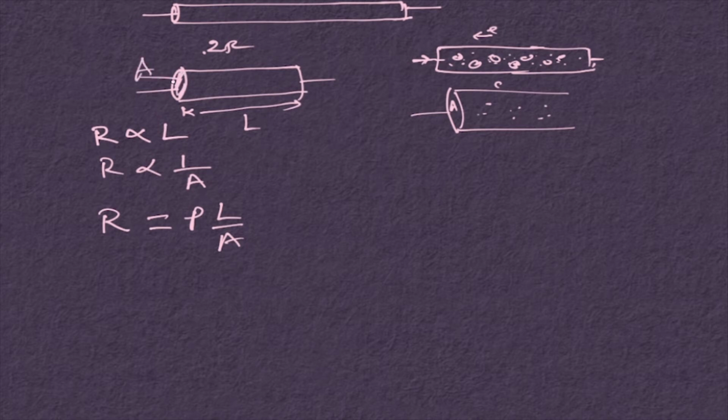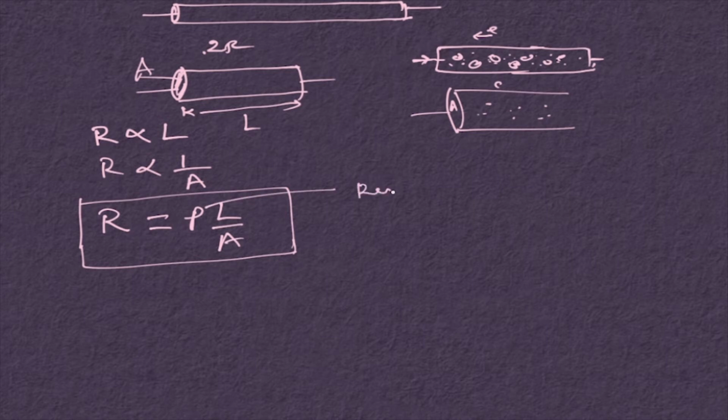If it is circular, then it will be pi r square. Then R is equal to rho L by A. Rho is called the resistivity of the material. This is the constant. It is a property of the material.